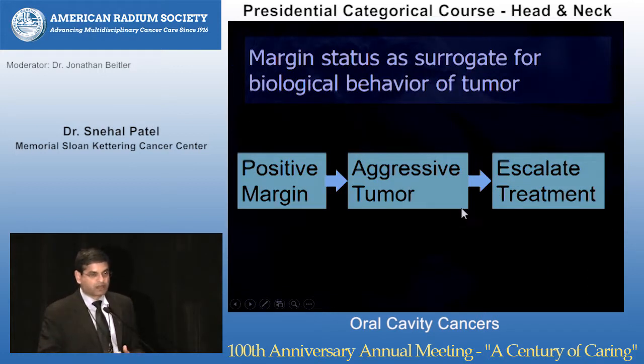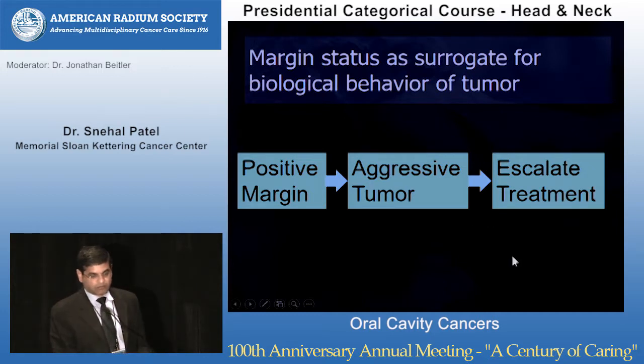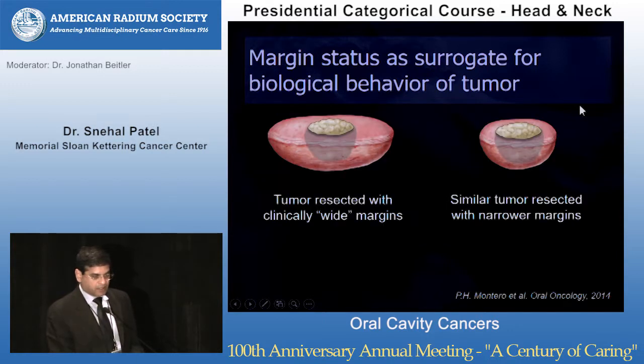So what we are doing in clinical practice effectively is we use the margin status as a surrogate for predicting the biologic behavior of the tumor that you're treating. In other words, if you have a positive margin, that's taken to denote an aggressive tumor, and you escalate treatment by adding chemoradiation or radiation to the mix after surgery.